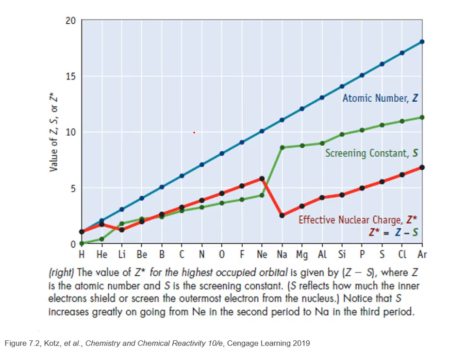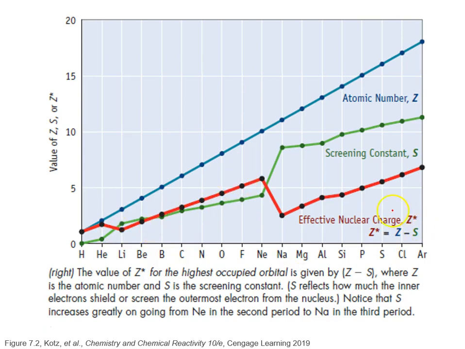We can actually measure this effective nuclear charge. On this graph, the blue line just shows the atomic number. Remember, the atomic number just means the number of protons. If we start with hydrogen, we have 1 proton, and if we go all the way up to argon, we've got 18. So we're plotting the number of protons from 1 to 18. Then in green, we look at this screening constant to see how well the inner shell electrons screen the outer ones. And we can come up with this effective nuclear charge right here.